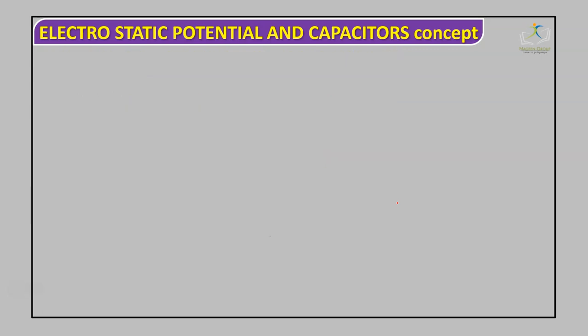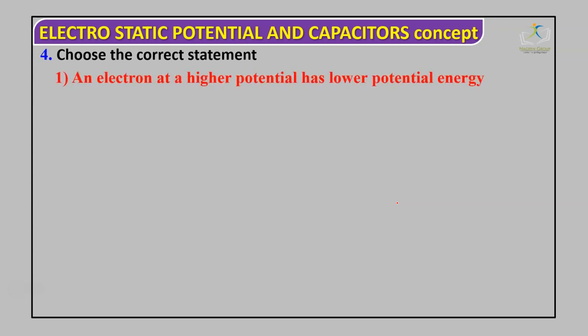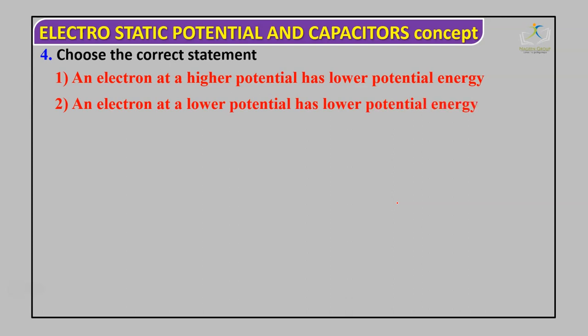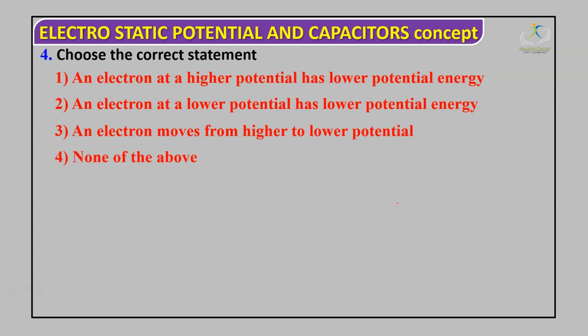Next question which we have, choose the correct statement. The statements are: an electron at a higher potential has a lower potential energy. An electron at a lower potential has a lower potential energy. An electron moves from higher to lower potential. None of the above. So, let us see the solution of this question.